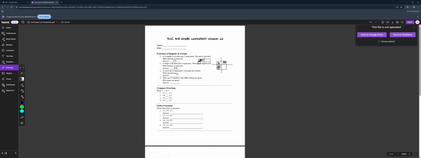Number 3, a circle has 8 equal parts, 4 are chosen, write the fraction. So there's a total of 8, and then they're saying out of the 8, 4 are chosen, so it looks like 4 out of 8, but if you were to simplify this further, it would also equal 1/2. And if we draw this out, it would just look like this.